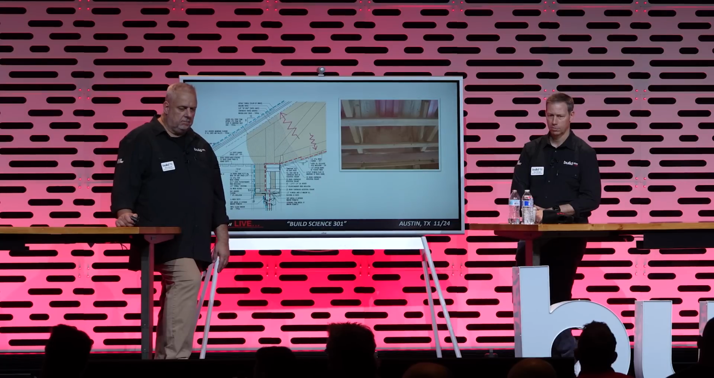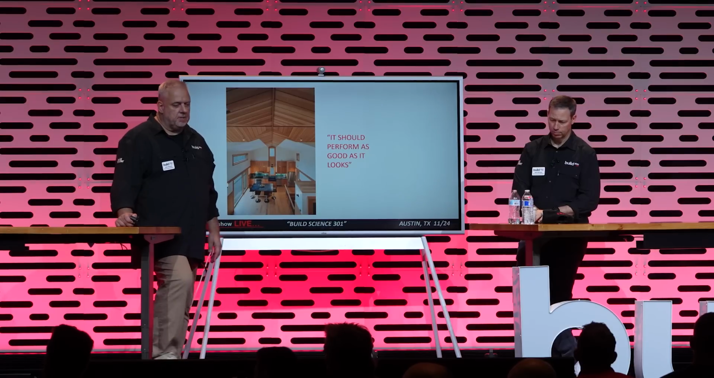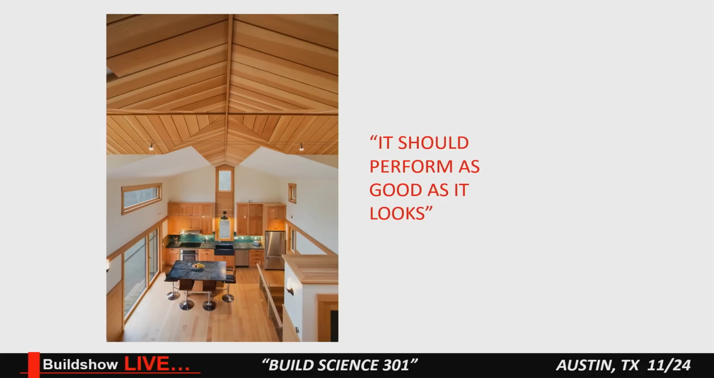This was that 800 square foot passive house. We did a membrane along the sloped roof, totally vented attic system. And again, it should perform as good as it looks. Looks great, right? Just because we're doing some really good building science doesn't mean it has to be ugly.